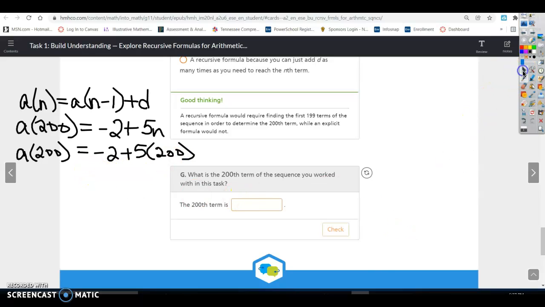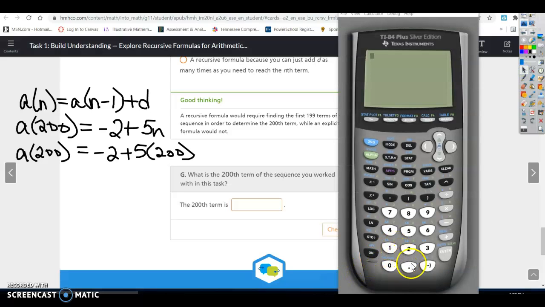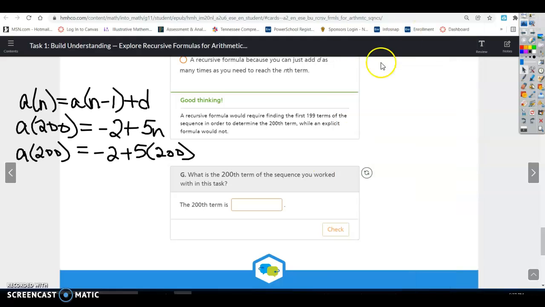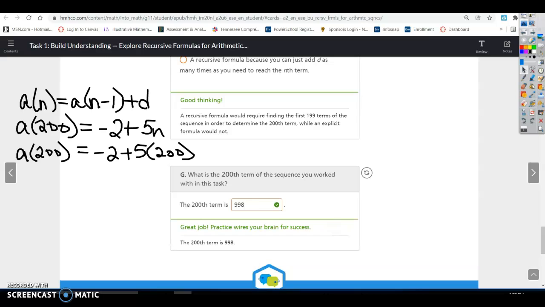And we can pull up the calculator and see what that says. All right, so -2 plus 5 times 200. 998. So the 200th term is 998. And you can see that that was much easier to find than adding the common difference that many times. All right, that's all for task 1. If you have any questions, let me know.